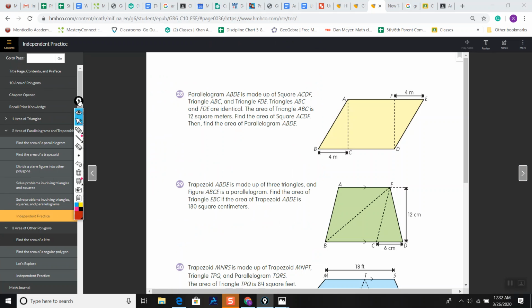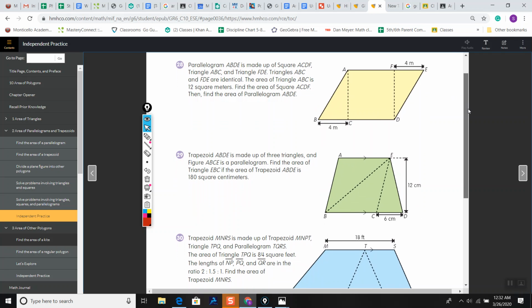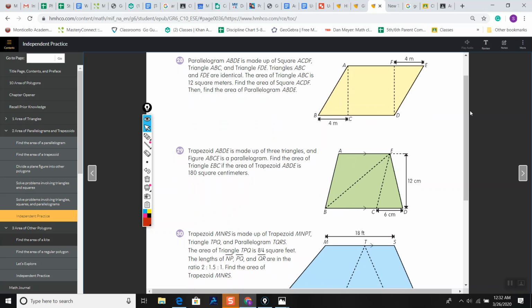Okay, we're going to bring my little pen tool over here. If I need to move things, I think I'm going to scroll down, then I won't have to do it later. Maybe, oh, I'm still going to have to. Okay, so reading parallelogram ABDE. ABDE is made up of square ACDF and a triangle ABC and triangle FDE.